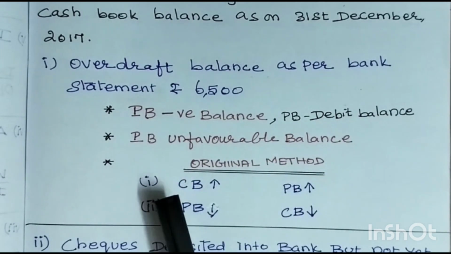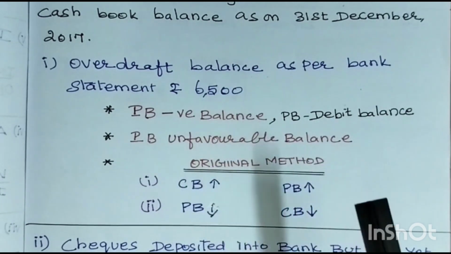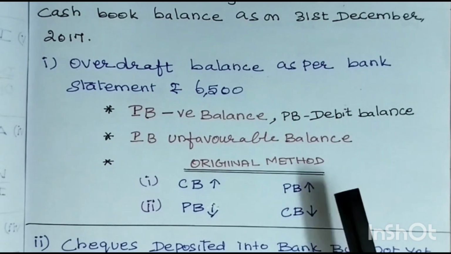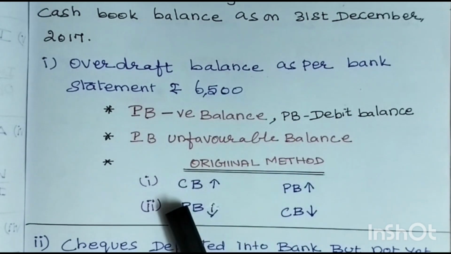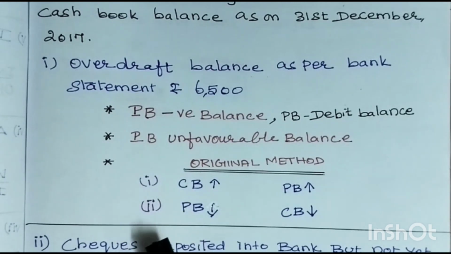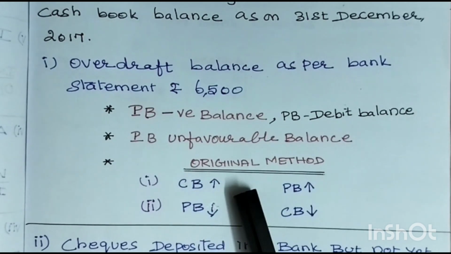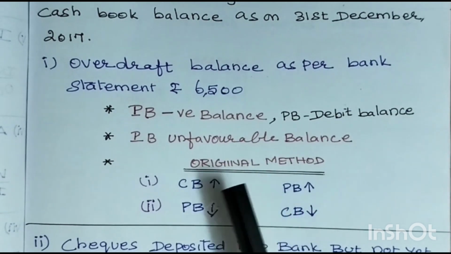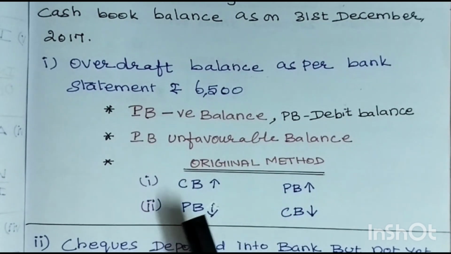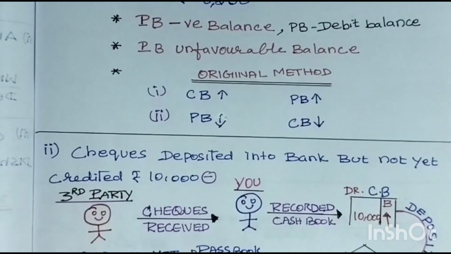Listen, whenever cash book increased in original method, passbook also increased. Vice versa, whenever passbook increased in original method, cash book too increased. Then whenever passbook decreased in original method, cash book also decreased. Vice versa, cash book decreased in original method, passbook too decreased. This is called original method. Let's see the next transaction.